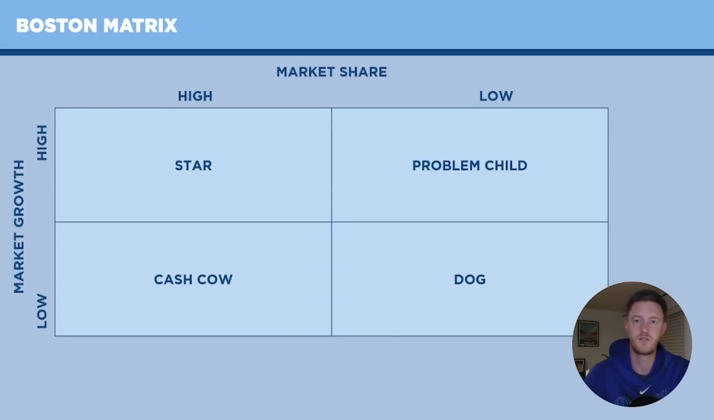The Boston matrix, so market share and market growth. If it's high and high, we've got star products. These are the ones we want because they've got a high share, so they're going to get quite a lot of the revenue from that market, but they also have high growth potential.